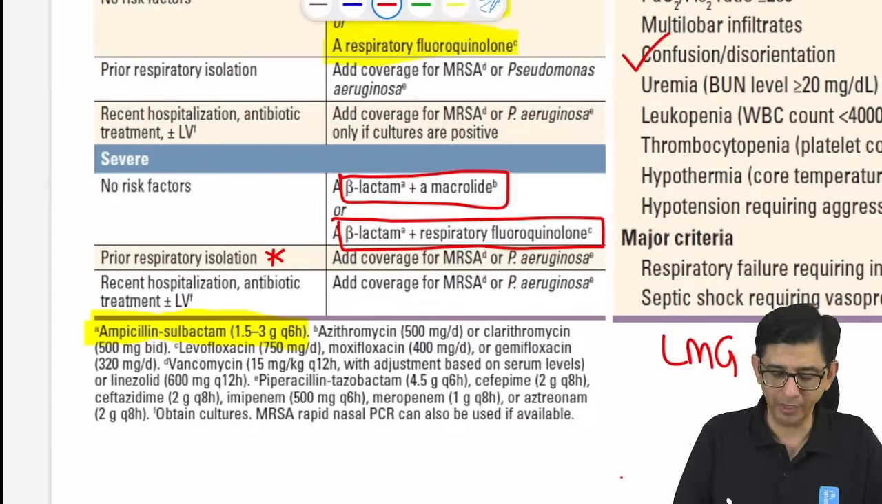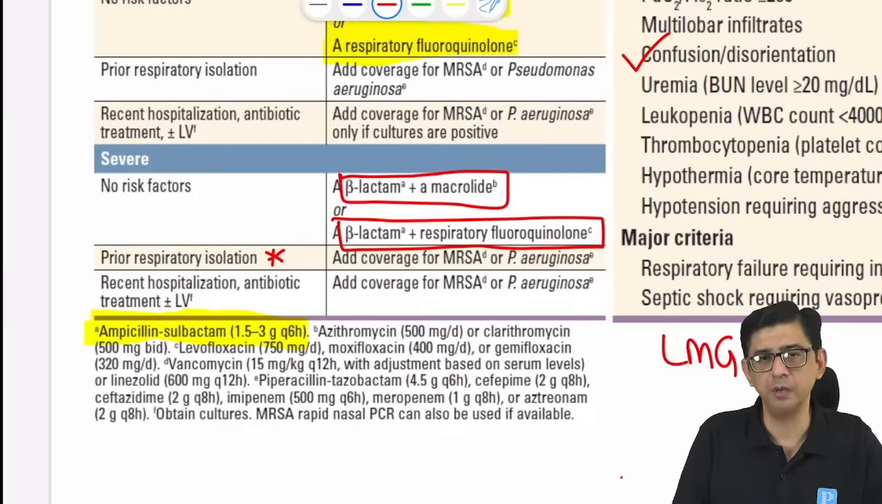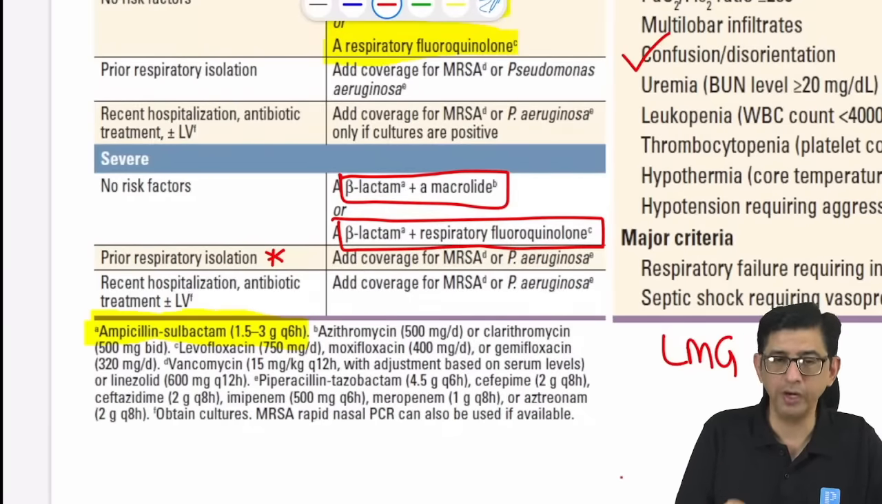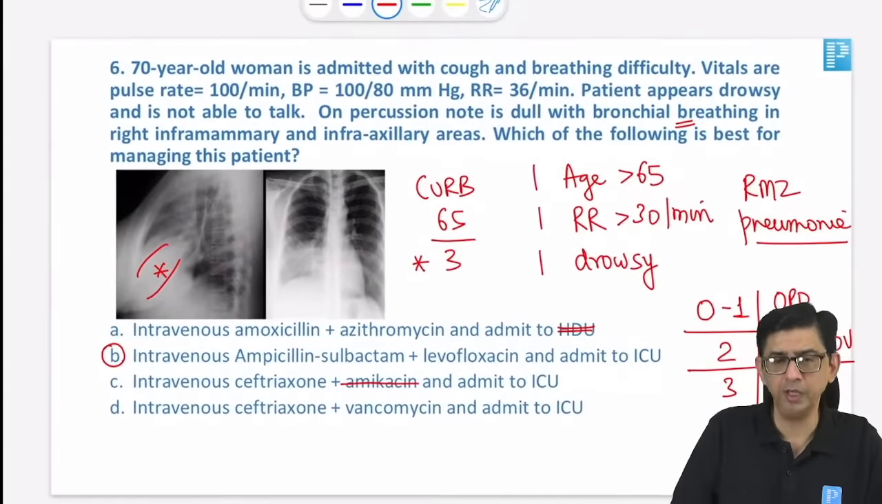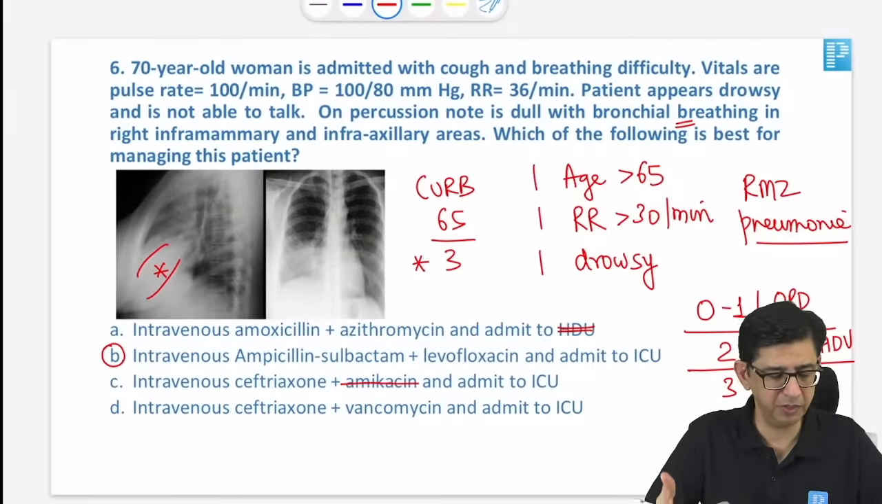So I hope, doctor, that answers your query for when we would add vancomycin for this particular case. That's if there is a prior respiratory isolation, a previous episode where the person required hospitalization. But in this case, there's no information given for any prior hospitalization. This is the first episode of pneumonia for this patient.